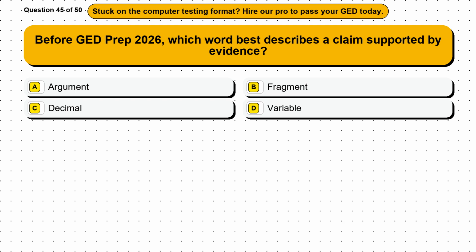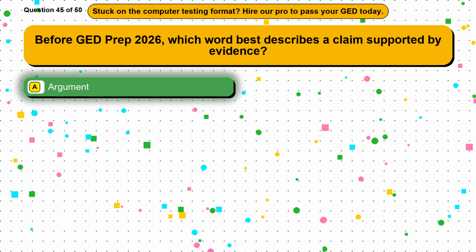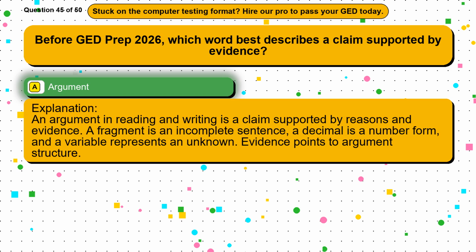Question 45. Before GED Prep 2026, which word best describes a claim supported by evidence? Option A argument. Option B fragment. Option C decimal. Option D variable. The correct answer is option A, argument. An argument in reading and writing is a claim supported by reasons and evidence. A fragment is an incomplete sentence, a decimal is a number form, and a variable represents an unknown. Evidence points to argument structure.